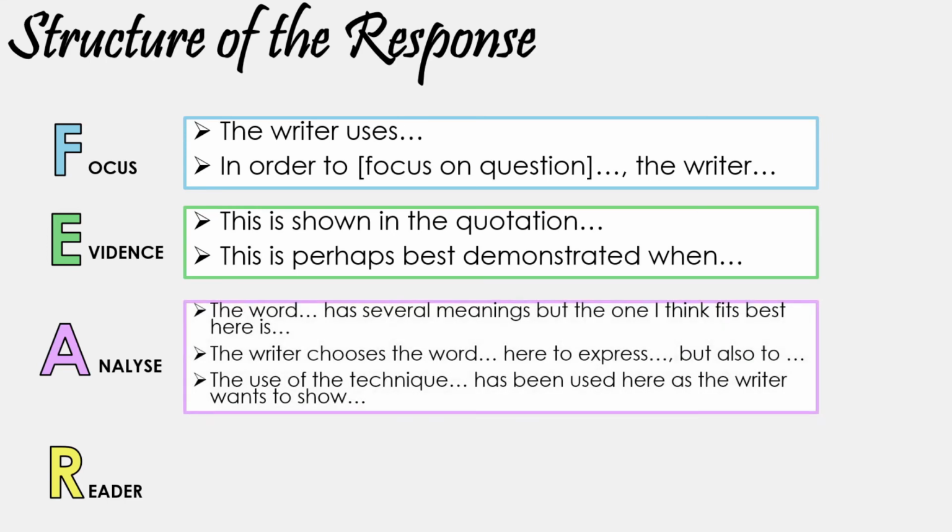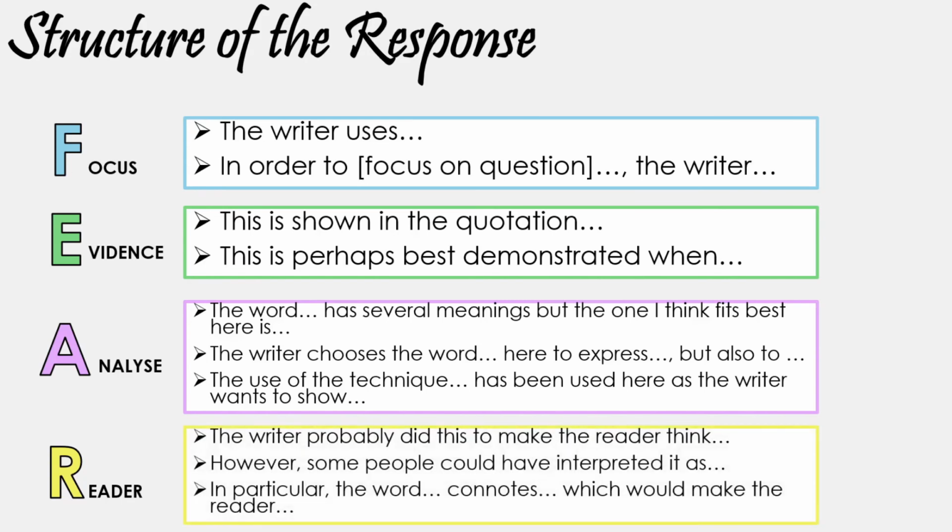Next, you analyse the quotation. This is where you explain how it links to the question. In the example that I just used, I would explain how the dynamic verbs show that the student is restless. Here you can dive into connotations of individual words and multiple interpretations of quotations. And then, finally, the reader. How does the use of this device or word affect or change your understanding of the text? Now these are some pretty generic sentence starters that you could use to get you started.